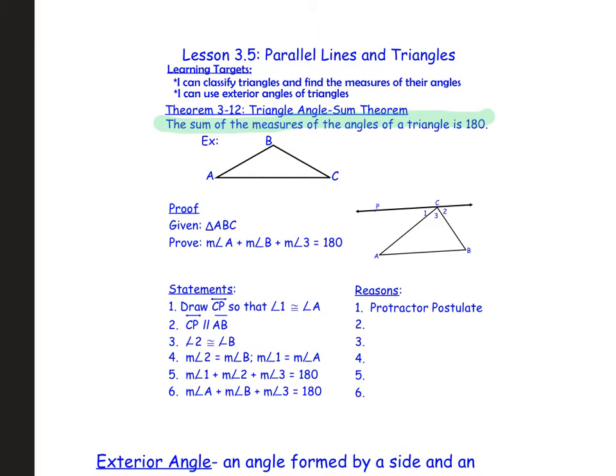Your learning targets for today are: I can classify triangles and find the measures of their angles, and I can use exterior angles of triangles.